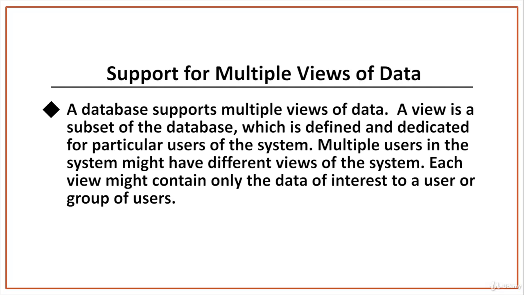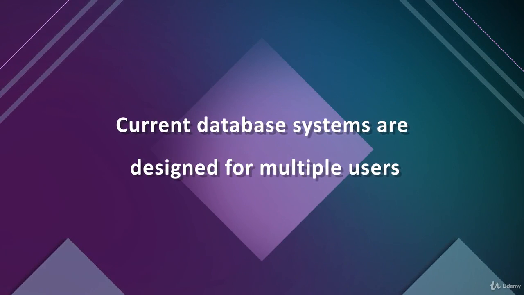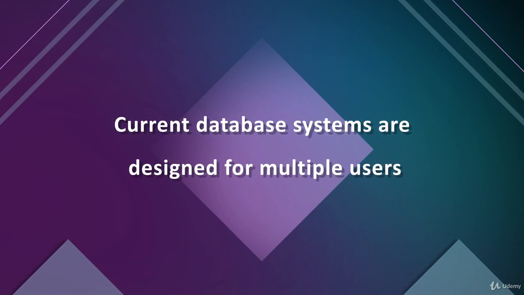Multiple users in the system might have different views of the system. Each view might contain only the data of interest to a user or a group of users. Current database systems are designed for multiple users. That is, they allow many users to access the same database at the same time. This access is achieved through features called concurrency control strategies. These strategies ensure that the data accessed are always correct and that data integrity is maintained.